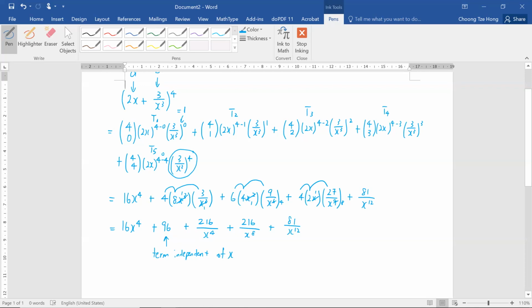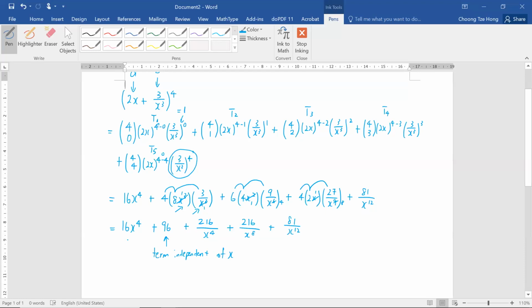Why does it not have an x? Because if you look at the previous step, what happened was that the x cancel off each other. You see this one, x cubed cancels off with the x cubed below. That's why it doesn't have an x. So that's what it means by a term that is independent of x.